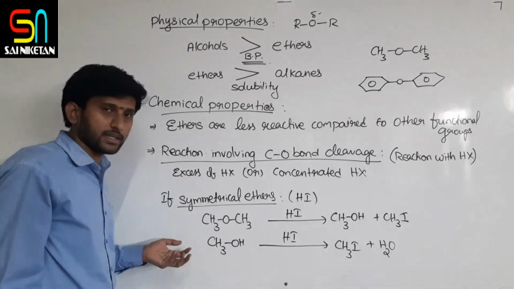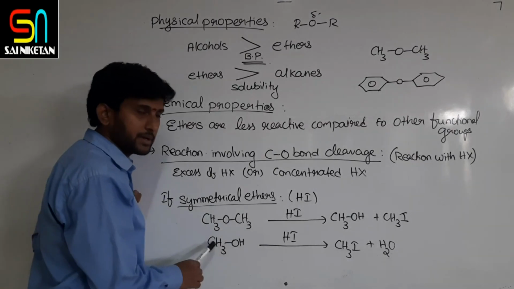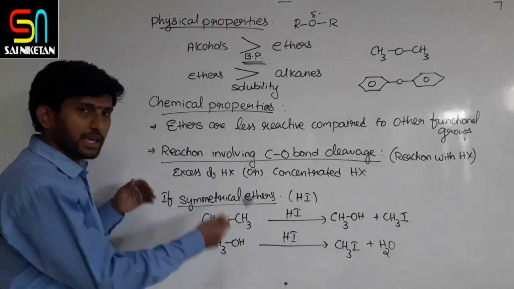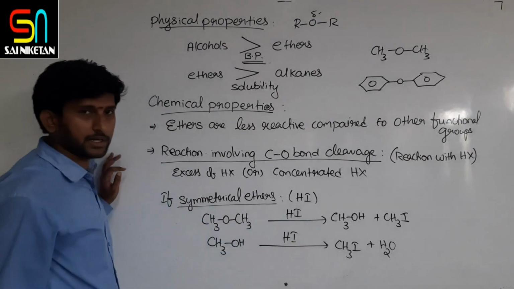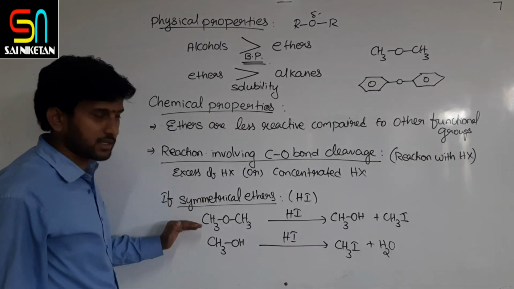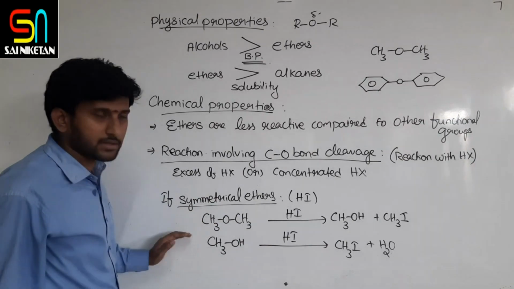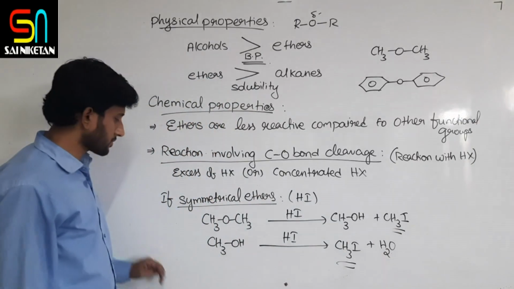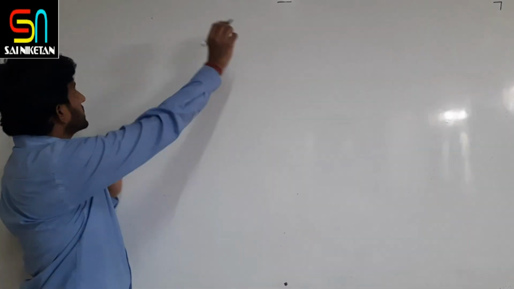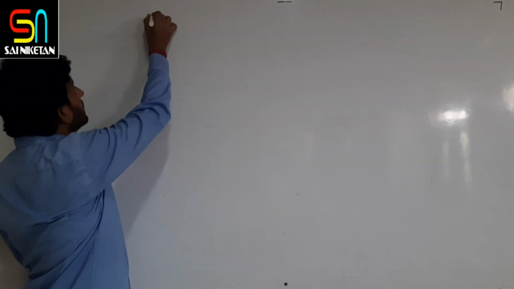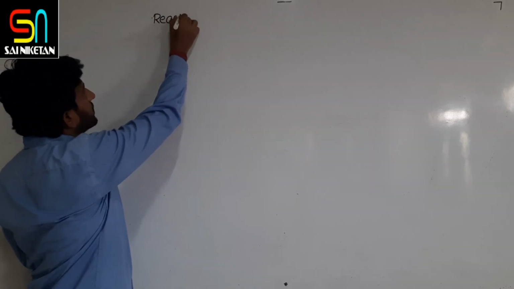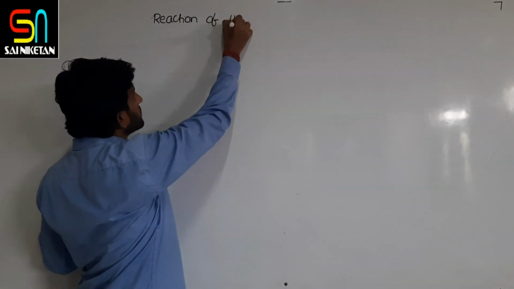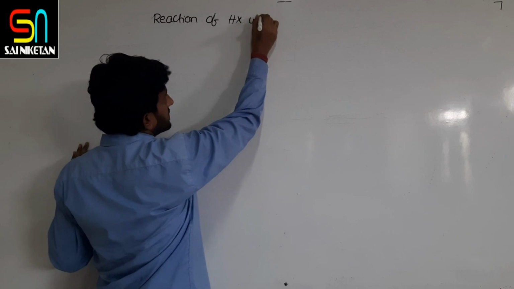In symmetrical ethers, first what will happen? One alcohol and one iodide are formed on reaction with HI. On further reaction, alcohols are also converted to iodides. So in symmetrical ethers, the two alkyl parts are completely converted into alkyl iodides. Next we will continue with reaction of HX or HI with unsymmetrical ethers.